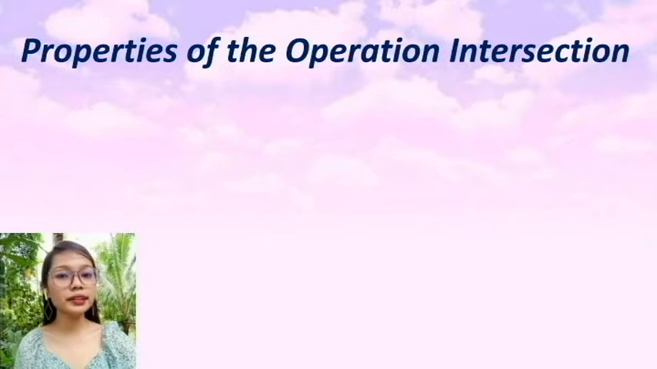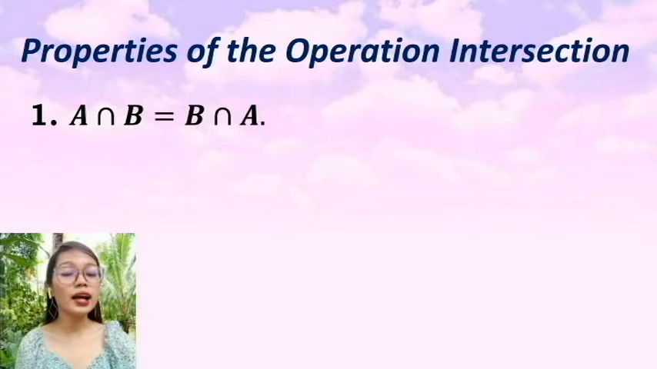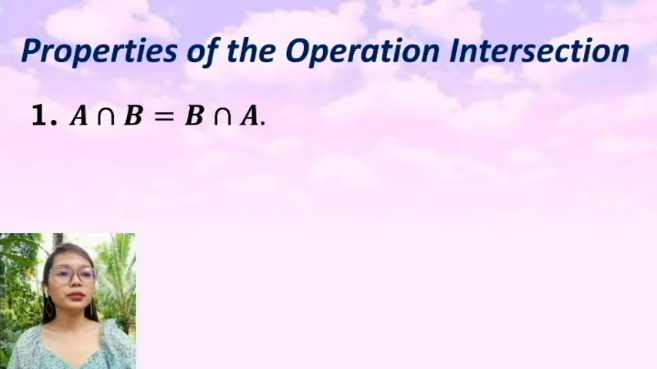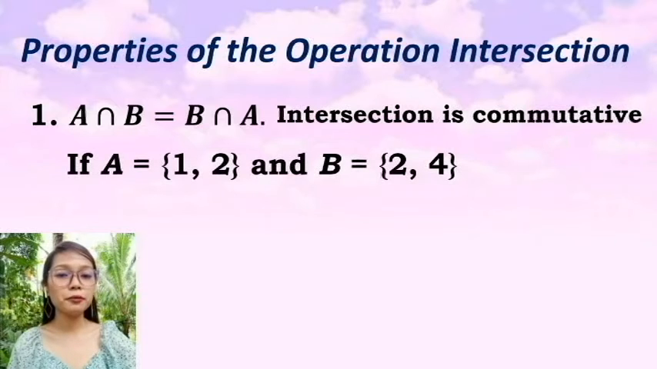So, A intersect B is just equal to B intersect A. Let us see if it is correct. We have an example of a set A which contains the elements 1 and 2. For set B, we have 2 and 4. On the left-hand side, we have A intersect B.